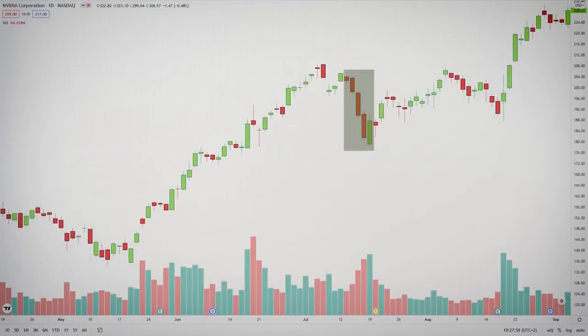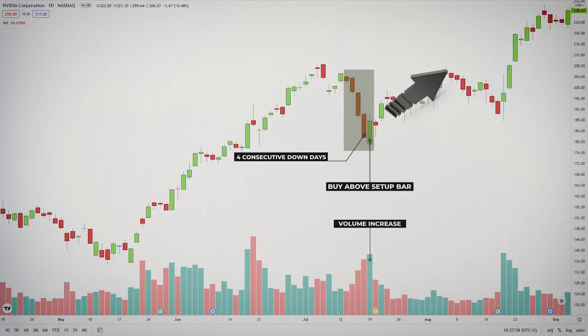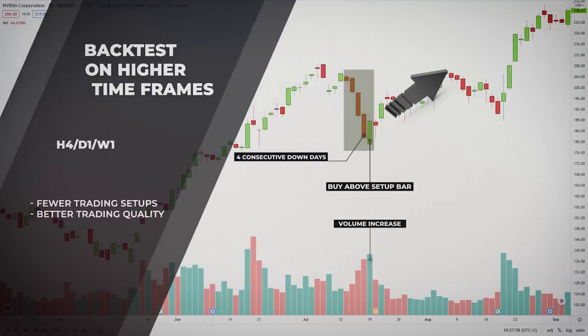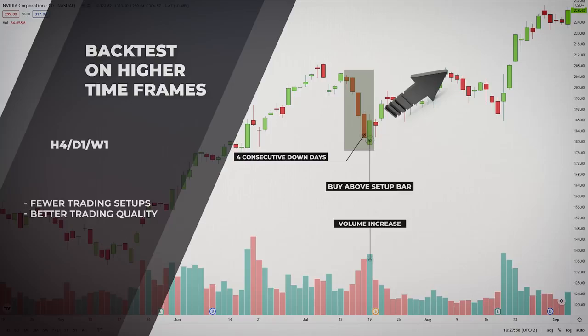Using the market structure to filter consecutive up or down days is a simple method to make sure that we take only the low-risk setups, and stick with the higher time frames if you decide to backtest this strategy. There will be fewer trading setups. However, it's a worthwhile sacrifice for better trading quality.